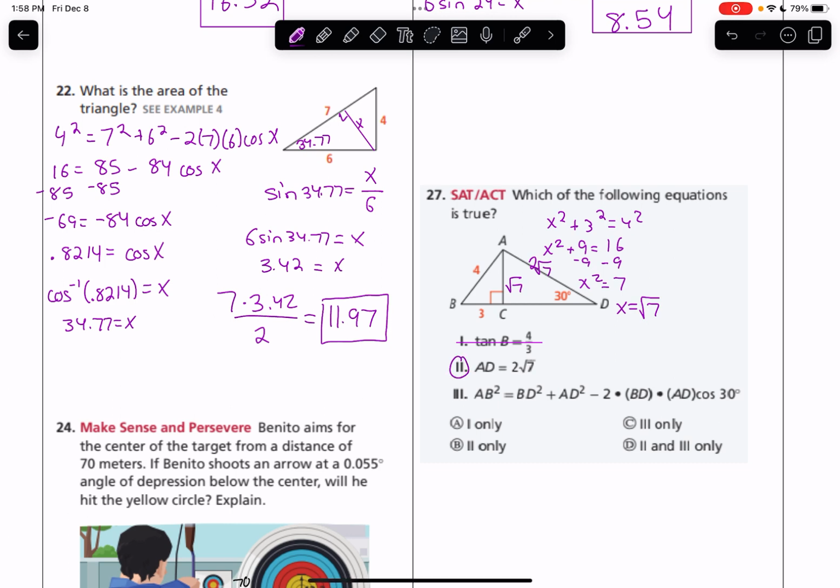Number 2 is correct. Number 3 is us writing out the formula for the law of cosines, and that's using AB, this piece right here. AB squared is equal to the other two sides, BD squared plus AD squared, minus 2 times the other two sides, BD times AD, cosine of the opposite angle to the side we're looking at, cosine of 30. So that's true as well. So 2 and 3 are true, which means D is the answer to the question.